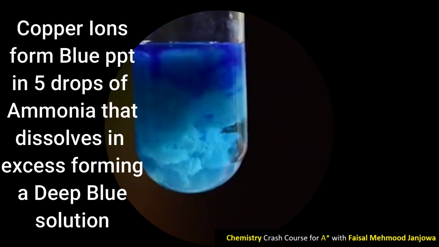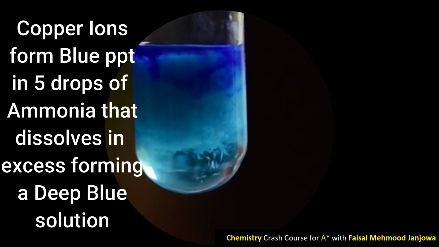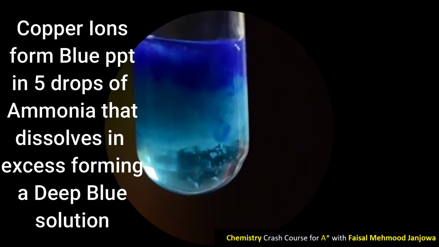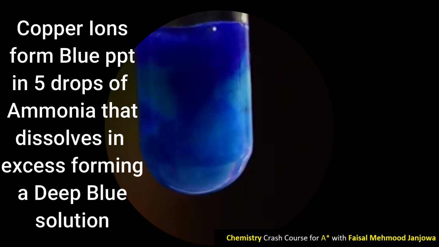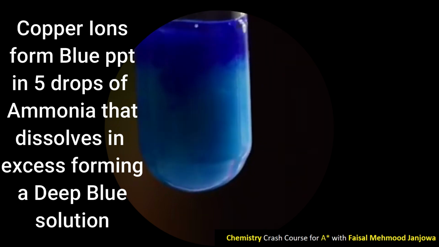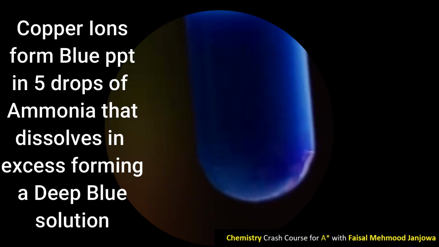Initially, it is a light blue precipitate when a few drops of ammonia were added. Upon adding excess ammonia, the precipitate dissolves, forming a deep blue solution. That confirms the presence of copper 2 ions in the given salt sample.